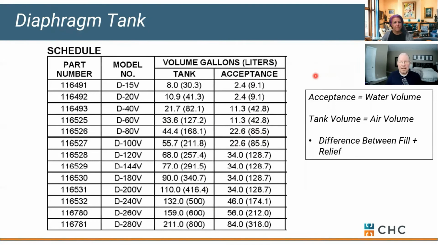Now, when we're sizing a tank or reviewing submittals or making selections, one thing to keep in mind is the difference between acceptance and tank volume. Acceptance is basically how much water we can shove into this tank. In this case, we've got one here that can hold 34 gallons of water, meaning its diaphragm will accommodate 34 gallons. That's on the water side.